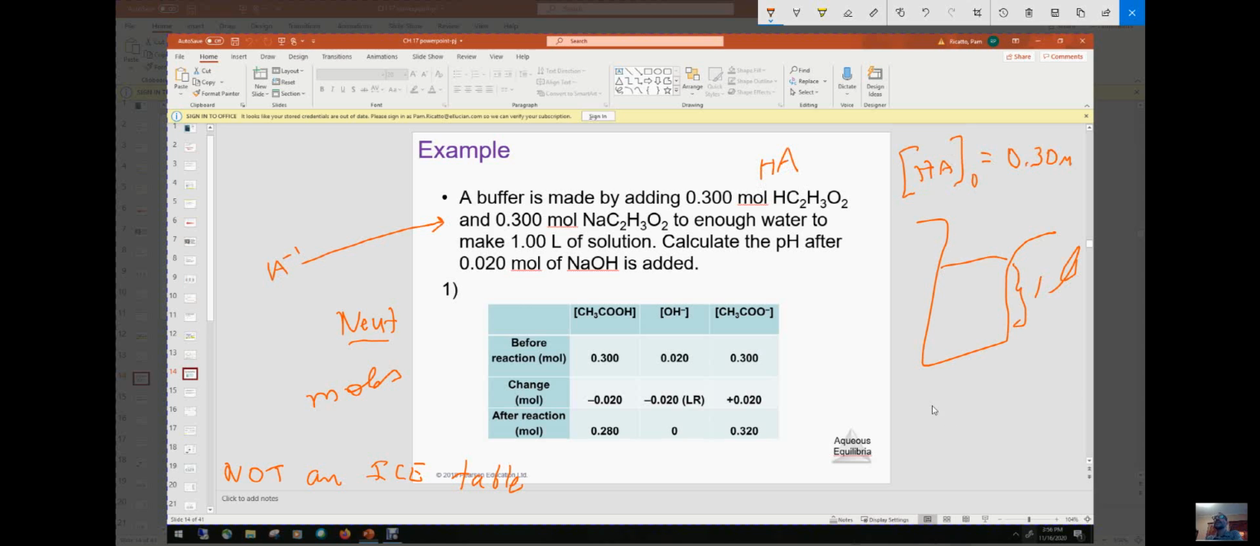Okay, what's my initial concentration of the conjugate base, acetate? Initial concentration of acetate. Again, 0.3 in 1 liter. 0.3 divided by 1 gives you 0.3.